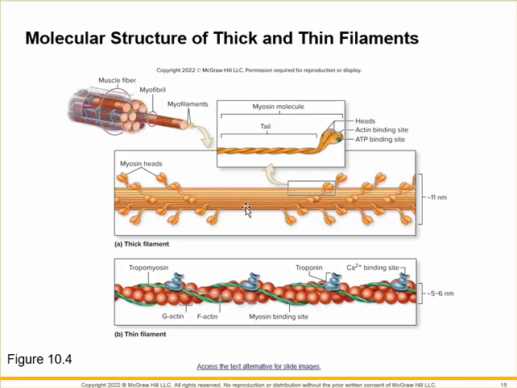What's interesting, from the midline of each filament, these ones extend to the left, these ones extend to the right, and the heads stick out. The thin filaments are this double twisted string of actin beads, and then this kind of string that runs over the actin beads, winding around, is called tropomyosin.